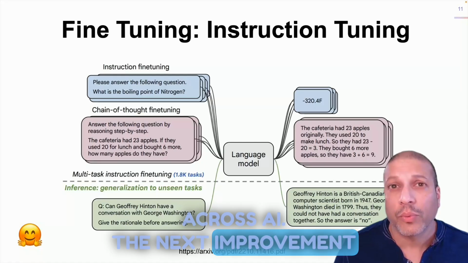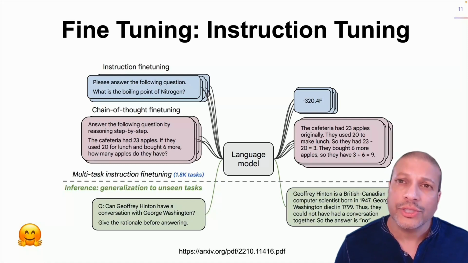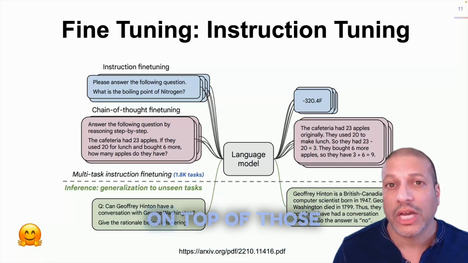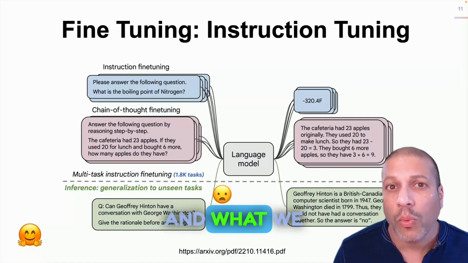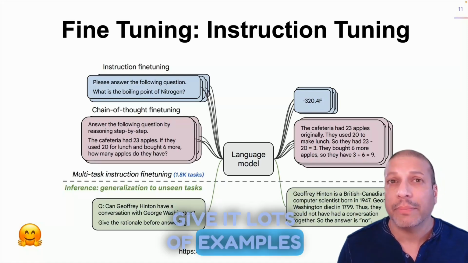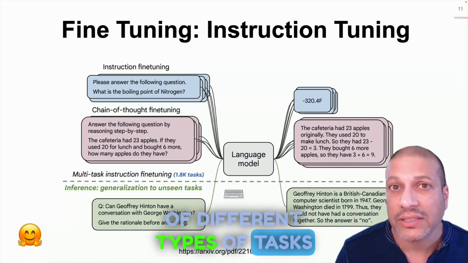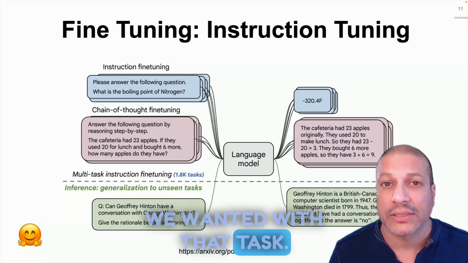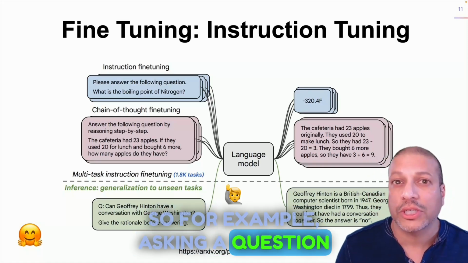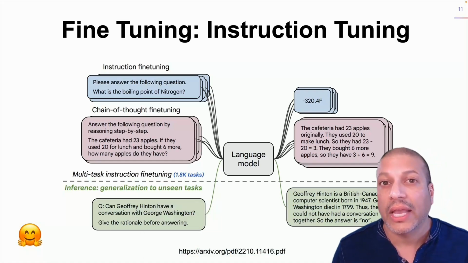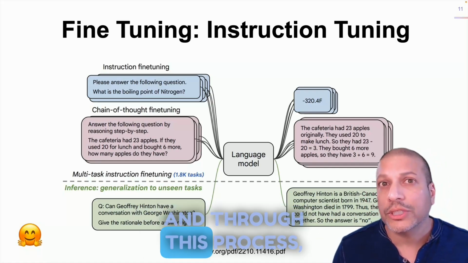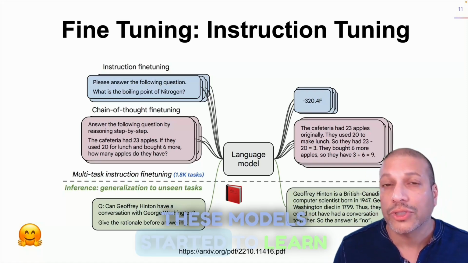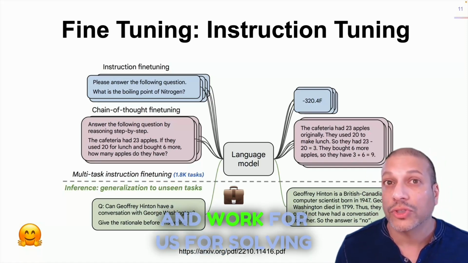The next improvement was instruction tuning. Instruction tuning was a fine tuning on top of those base layers. What we did here was give it lots of examples of different types of tasks that we wanted, and then the response that we wanted with that task. So for example, asking a question about the boiling point of nitrogen and then getting an answer. Through this process, these models started to learn and work for us for solving tasks.